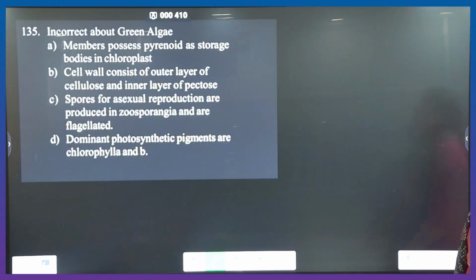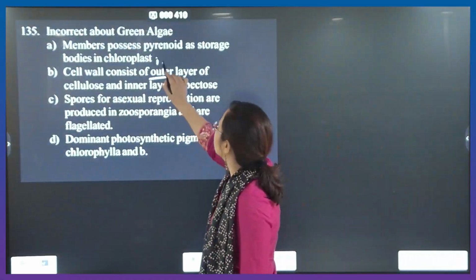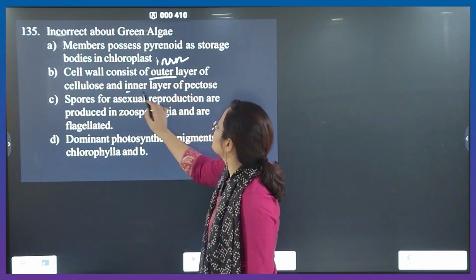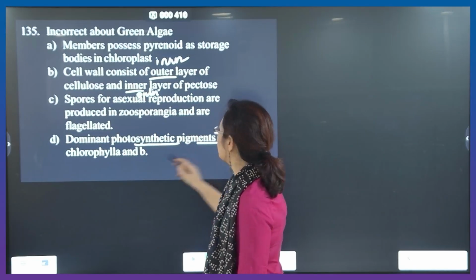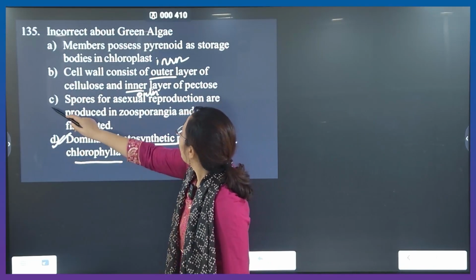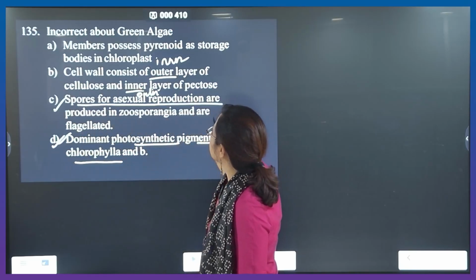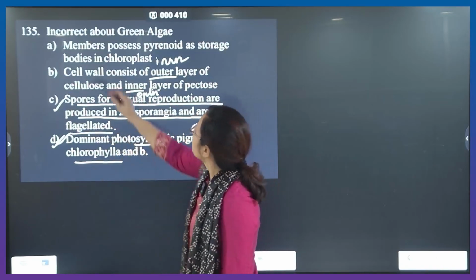135. Incorrect about green algae. Green algae have an inner layer of cellulose and an outer layer of pectose. And photopigments are chlorophyll A and B. This is correct. Asexual reproduction by spores produced in zoosporangia will be flagellated.